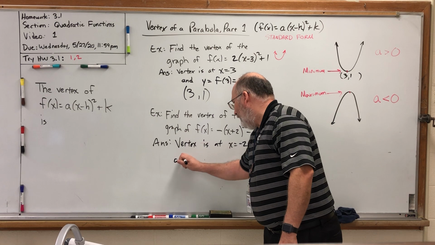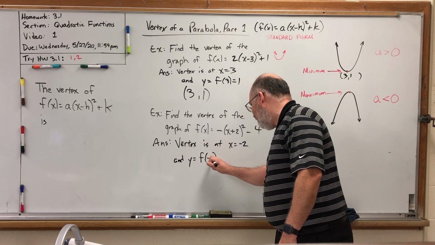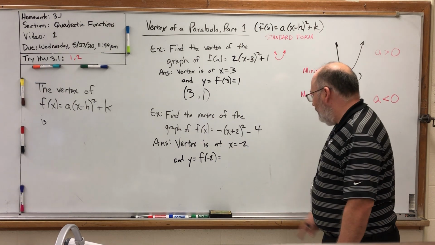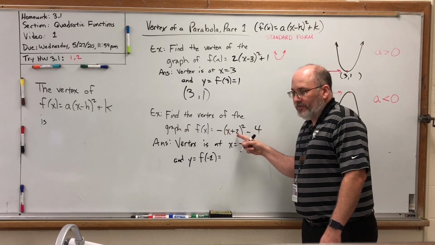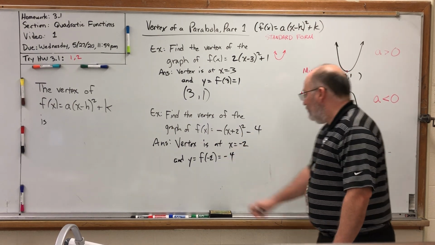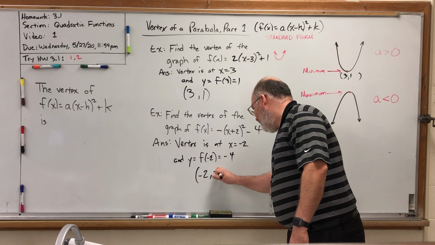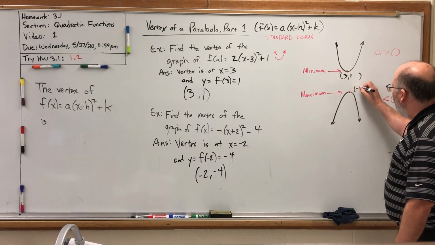And where would that put the y coordinate? Well, whatever we get when we substitute -2. Well, -2 plus 2 is 0. 0 squared is 0. -0 is still 0. And then -4 is -4. So it looks like this vertex is going to be at (-2, -4), representing a maximum point.